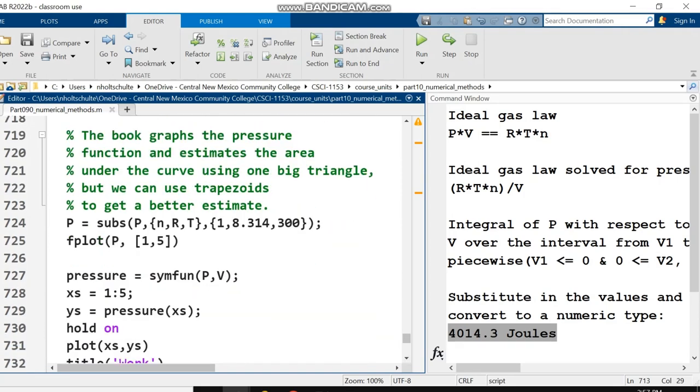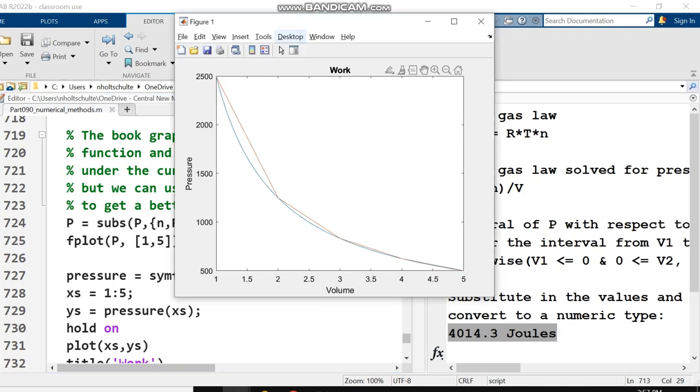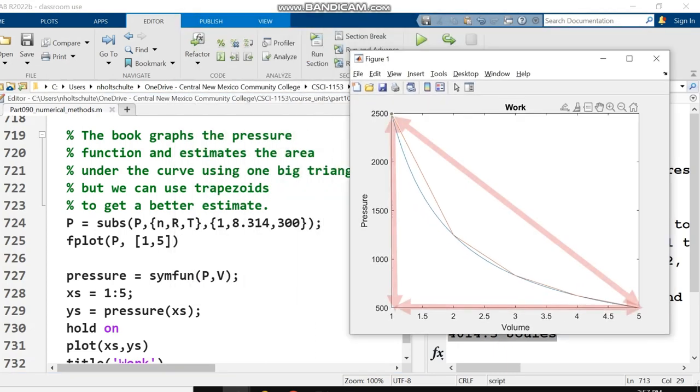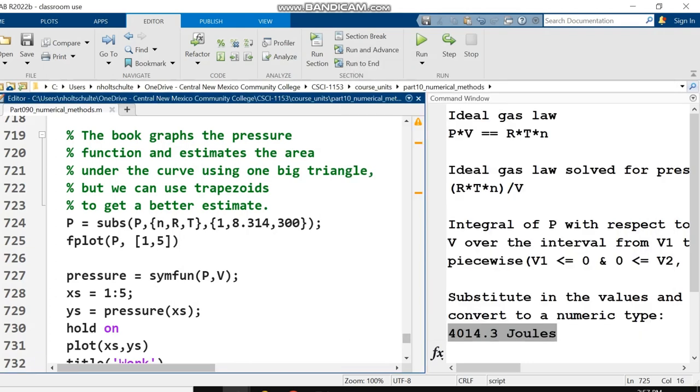Now, the book solution actually estimates the area under the curve using one giant triangle, and I think that's a little bit silly because it's very inaccurate. So I'm going to introduce the traps function to use the trapezoid method for estimating area under a curve. We've just got the exact area, so we don't really need to do this, but I think it's a good thing to demonstrate so that you can see, well, what if you weren't able to integrate? What if you just had data?